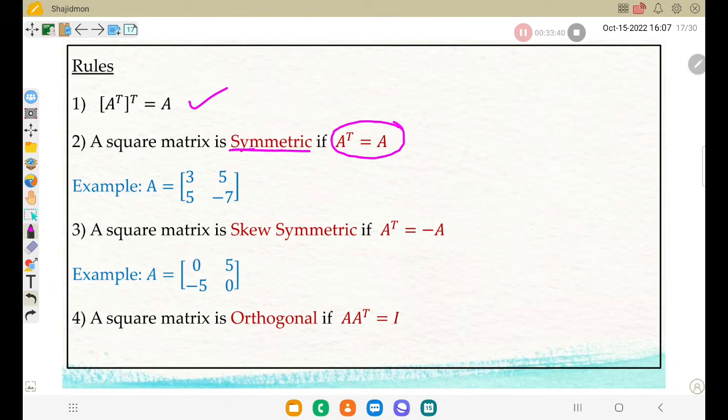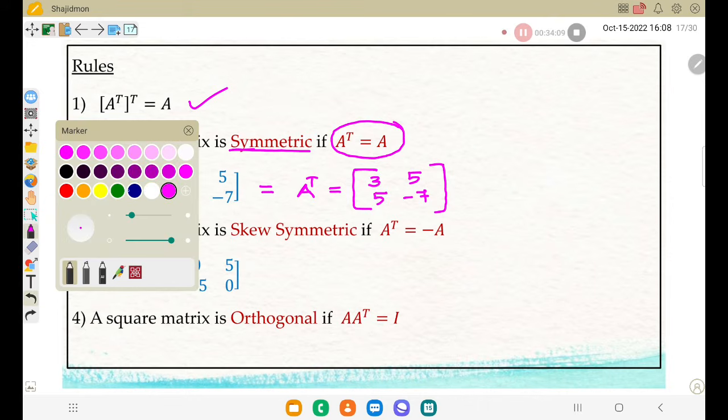For example, A equals 3 5 in the first row and 5 minus 7 in the second row. What is the A transpose? The first row written as the first column is 3 5. The second row written as the second column is 5 minus 7. Now you can check whether these two matrices are the same or not. Same matrix, correct? A and A transpose are the same, so it is called a symmetric matrix.